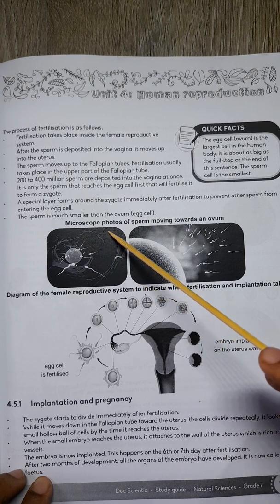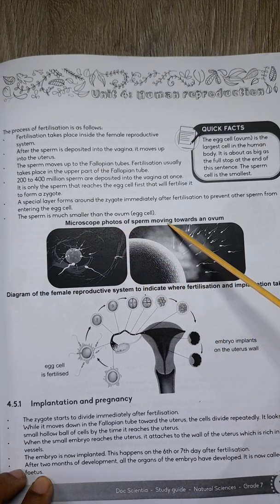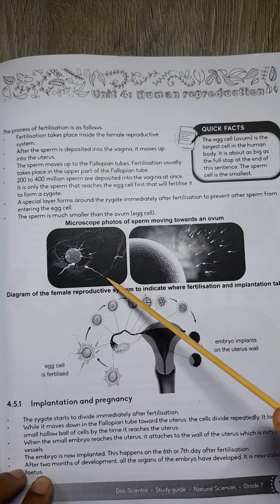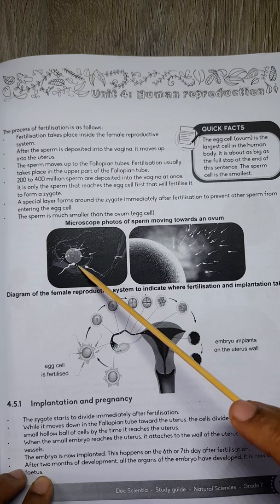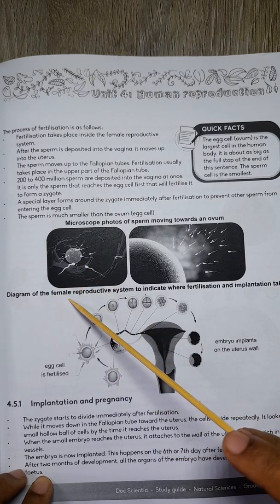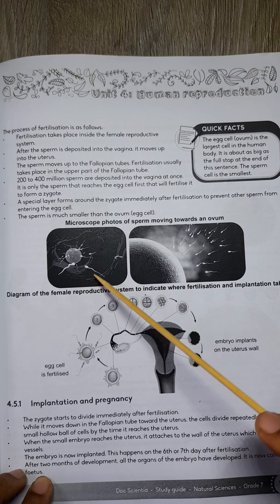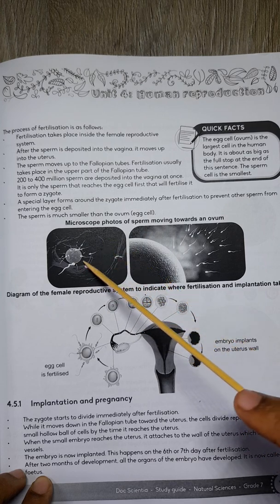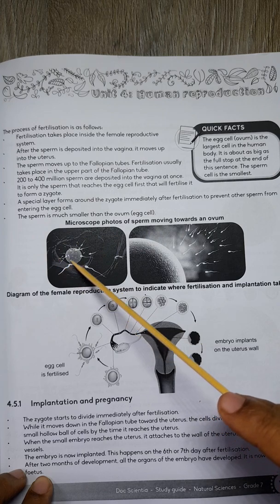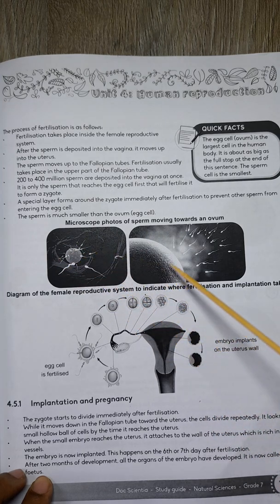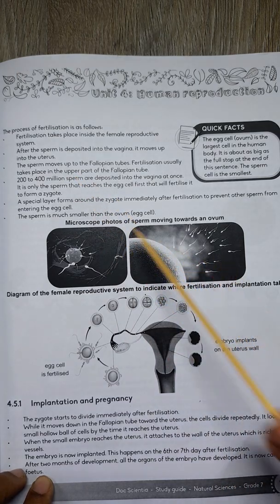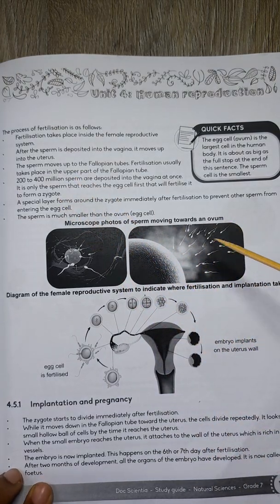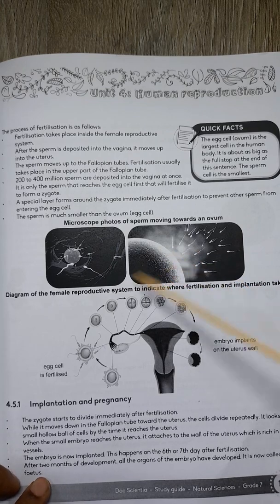And here we see the microscopic photos of sperm moving towards an ovum. Okay, so you see these small millions. They are the sperms. And they say the diagram of a female reproductive system. Oh, no. Sorry. I wanted to be here. So the sperms, you see, they are going to the ovum, which is in the fallopian tubes. And you can see millions of sperms. So they say that at once, so many sperms can be released, 200 to 400 million. So they all compete to go to the egg.